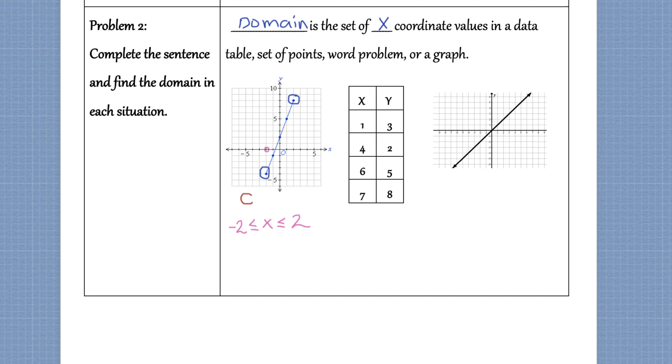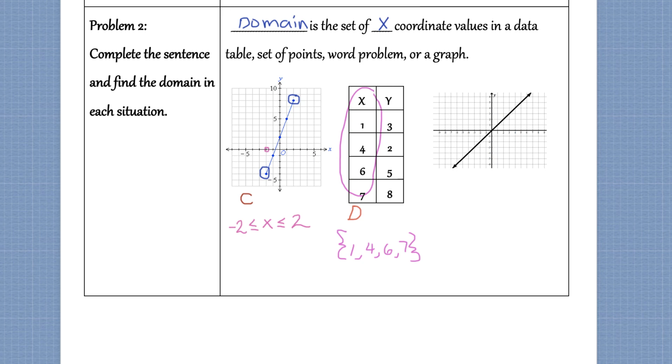Let's move on to our next problem. This is a data table, so we can tell that this is a discrete function. And to find the domain of our discrete function, we just write down the x values of our data table. And so the x values in this case are 1, 4, 6, and 7. And so that would be the domain of this problem.